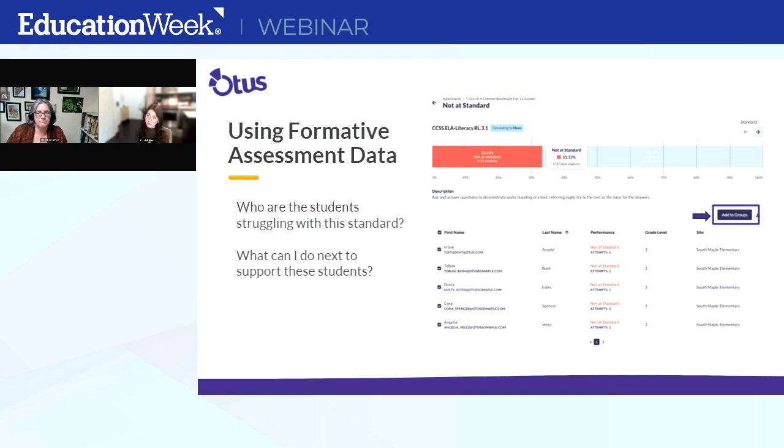In Otus, you can drill down to find out the names of these students. And then what you can actually do is act on Mary's suggestion of grouping students by level or creating mixed level groups, because you have all of your students, all of their performance levels, and you can see which standards they might be struggling on. You can now create groups.